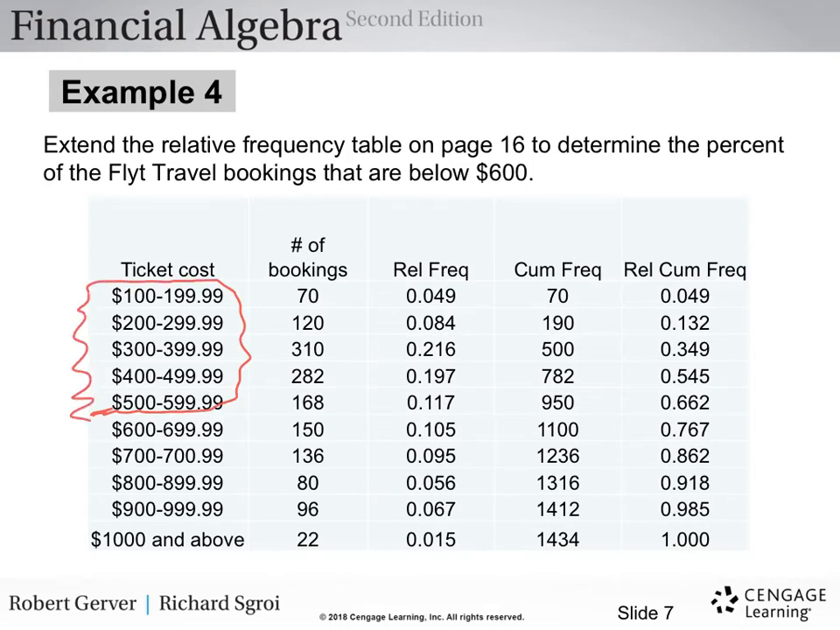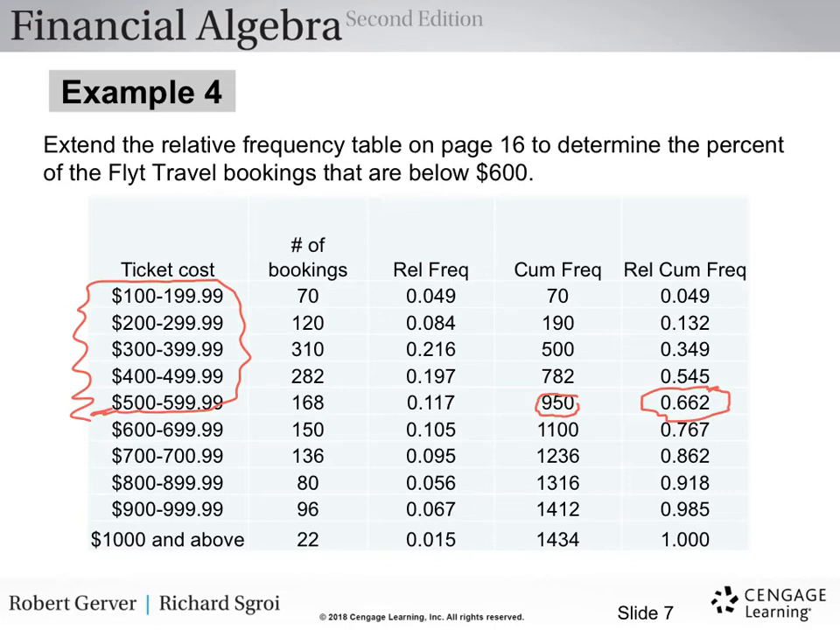So that's going to be cumulative frequency. So the cumulative frequency that's below 600 is 950. So there's 950 bookings that are below 600. And what's the total number of bookings? So if we look at the column to the right of the 950, we see the value of 0.662. So that means 66.2% of the bookings are less than $600.